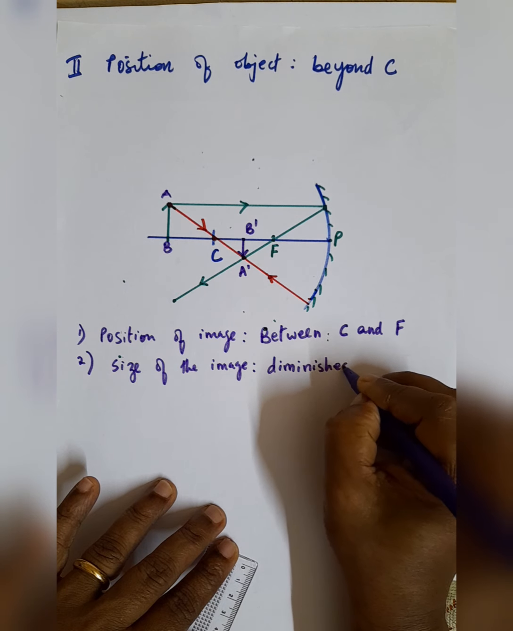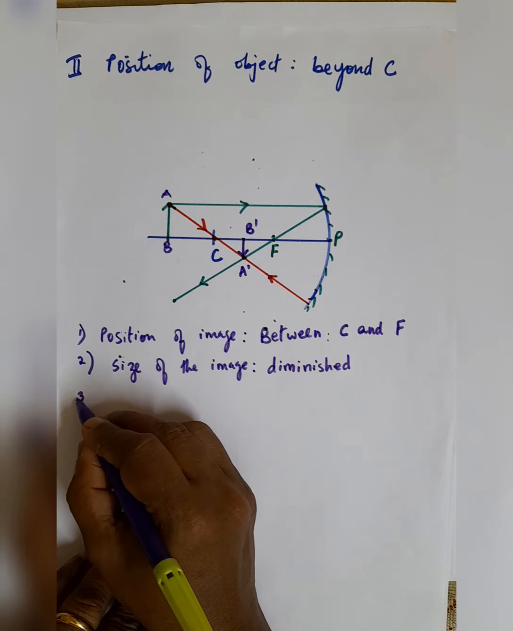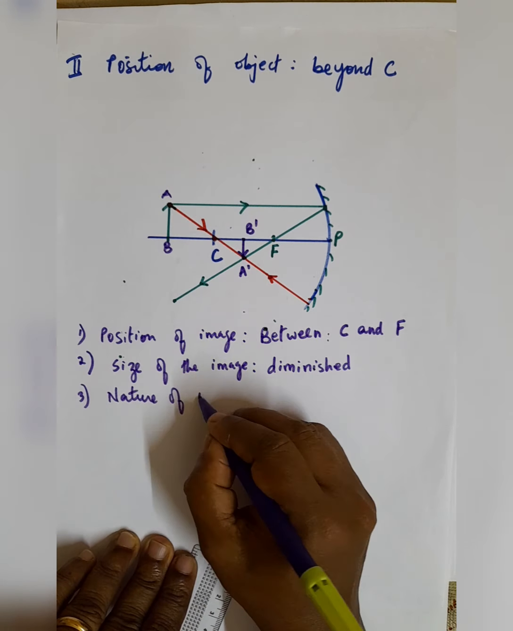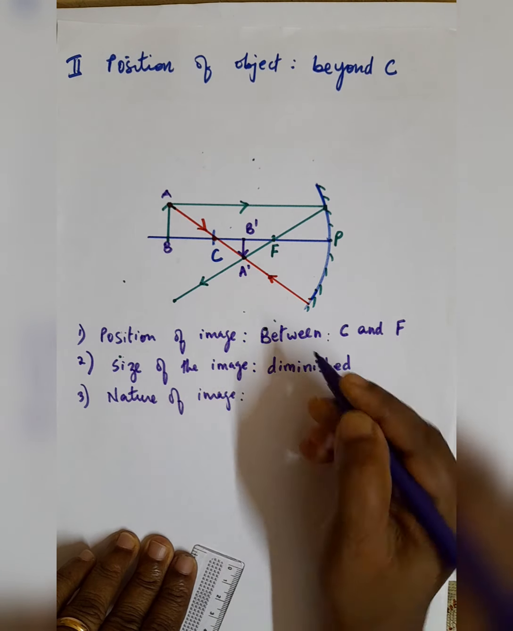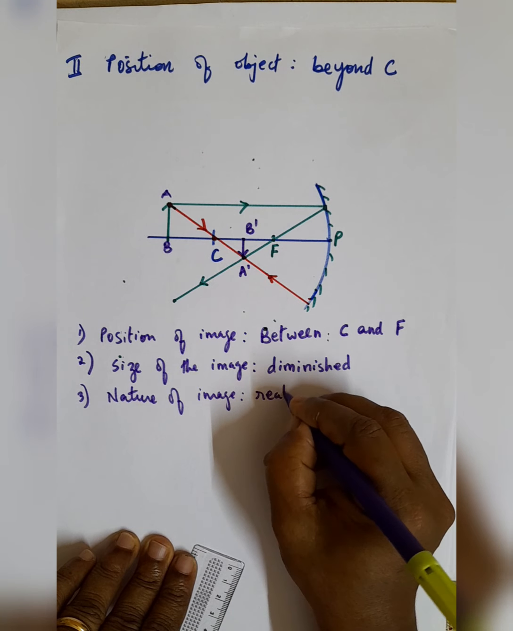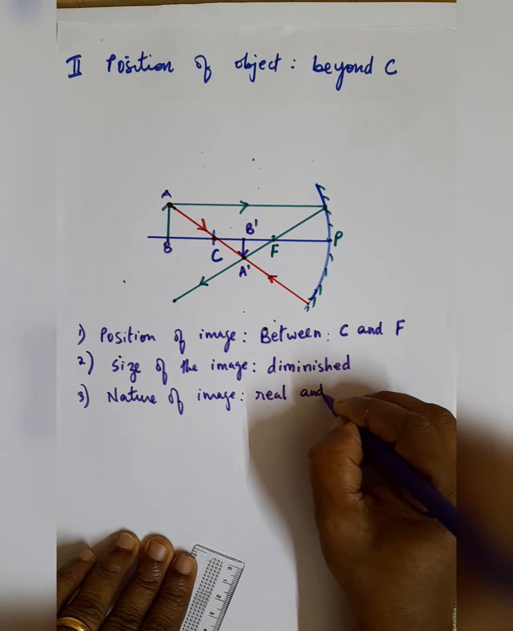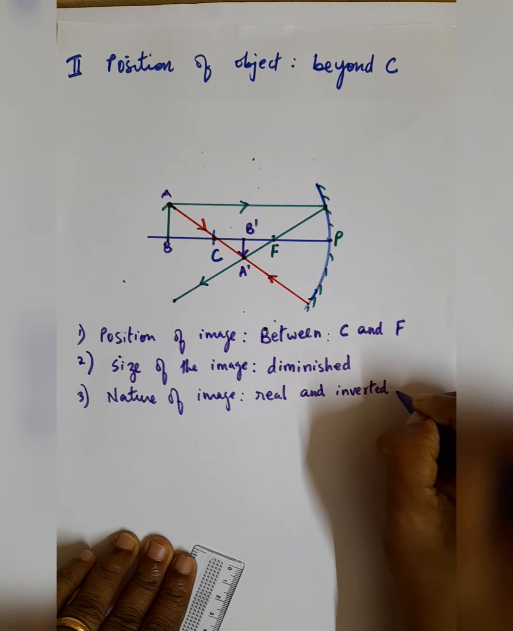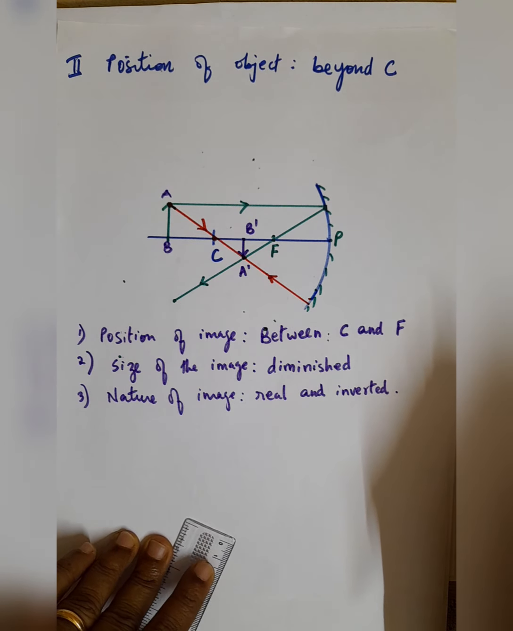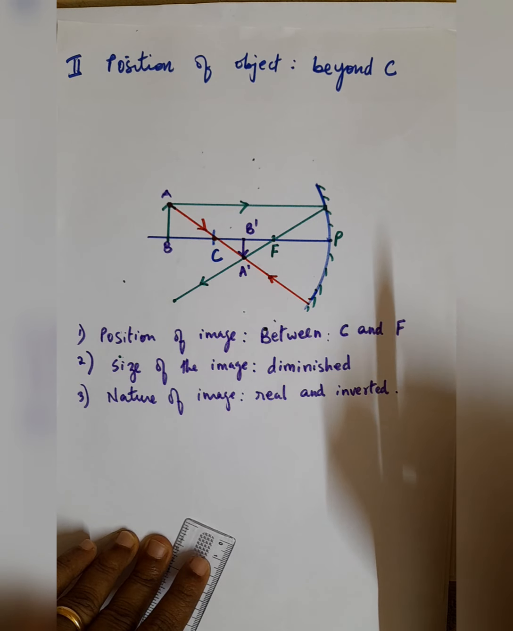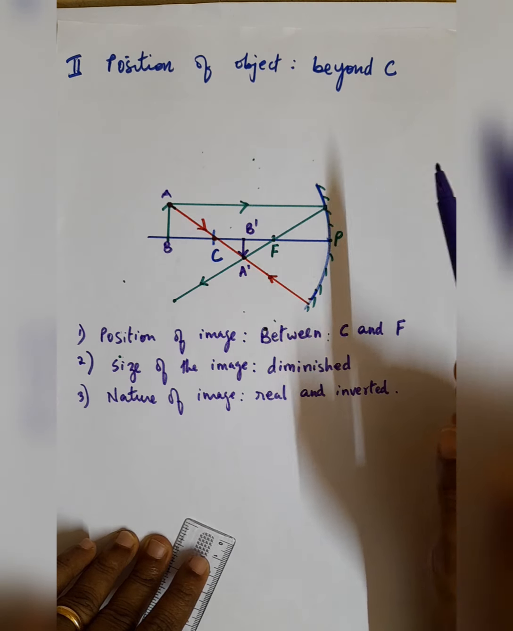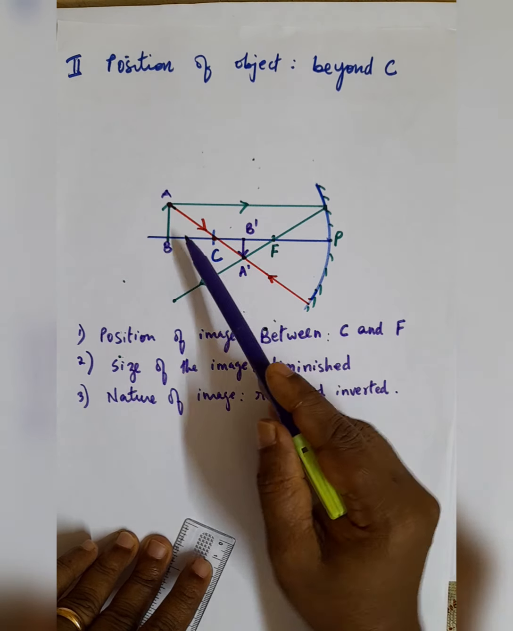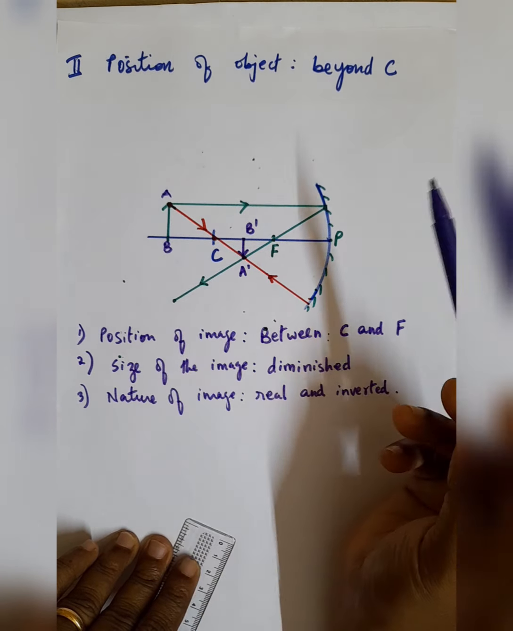Diminished means small. The third one, the nature of the image is, what type nature it is? It's real because the image is formed in front, real and inverted. A real image can be taken on the screen. So with this we finish with the second one, the position of the object beyond C. Beyond means little further than C. Don't take it very far and don't take it very close.